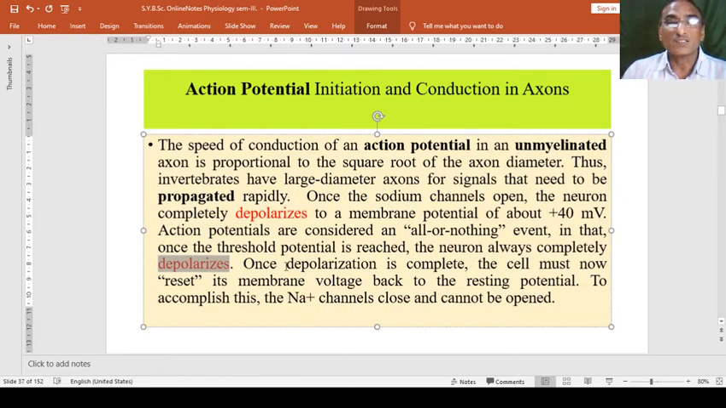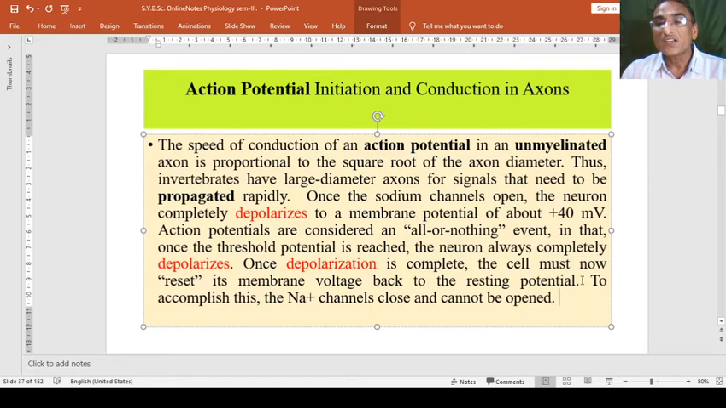Depolarization takes place. This is the simple way. And once the depolarization is complete, the cell must now rest. In between depolarization and the next repolarization, a hyperpolarization is there, and that is nothing but the rest period, or reset period. We can call it a reset period, meaning the setting is taking place again, the membrane voltage going back to the resting potential.